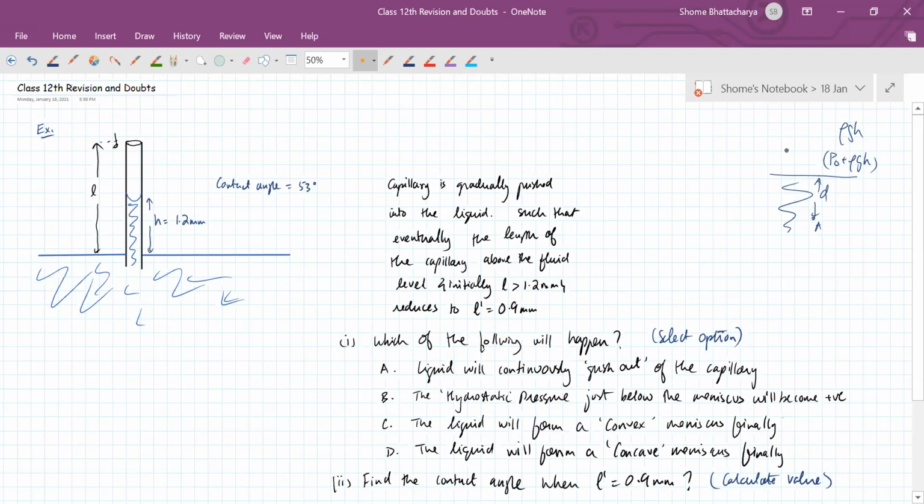Okay, this is the absolute pressure, whereas this is what we call the gauge pressure or the hydrostatic pressure. It is the excess pressure which is because of the liquid column. So that one at the point A is rho g d, or rho g h if this distance is h. So that is what we mean by this. In the option B, that is what is meant by hydrostatic pressure.